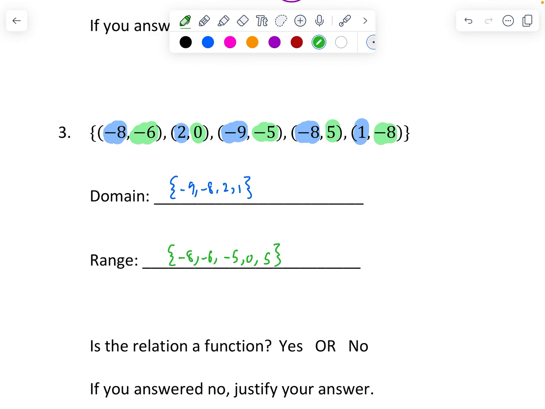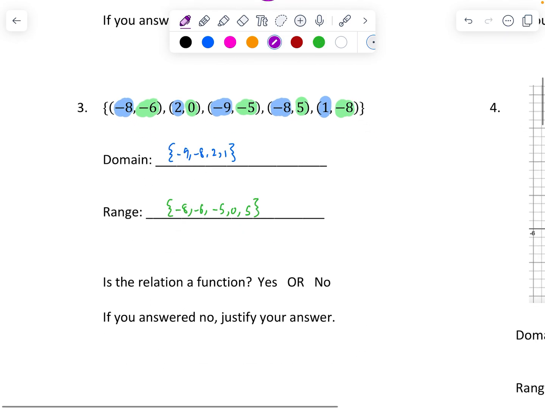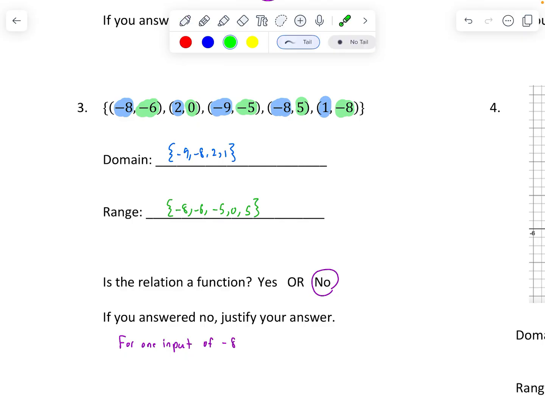And then this relation is not a function because for one input of -8, we'll say, so that's the input we're looking at, right here, it occurs twice. So for one input of -8, there are 2 different y values, or 2 different outputs. You can say x and y instead of inputs and outputs.